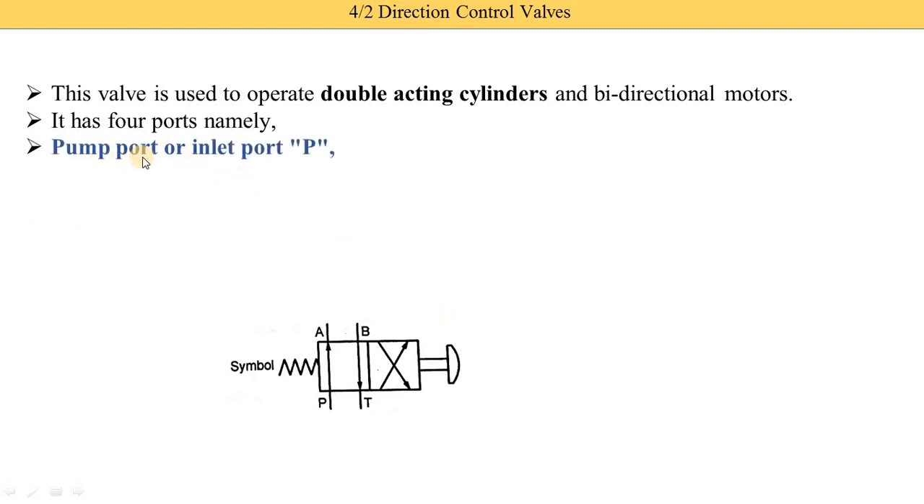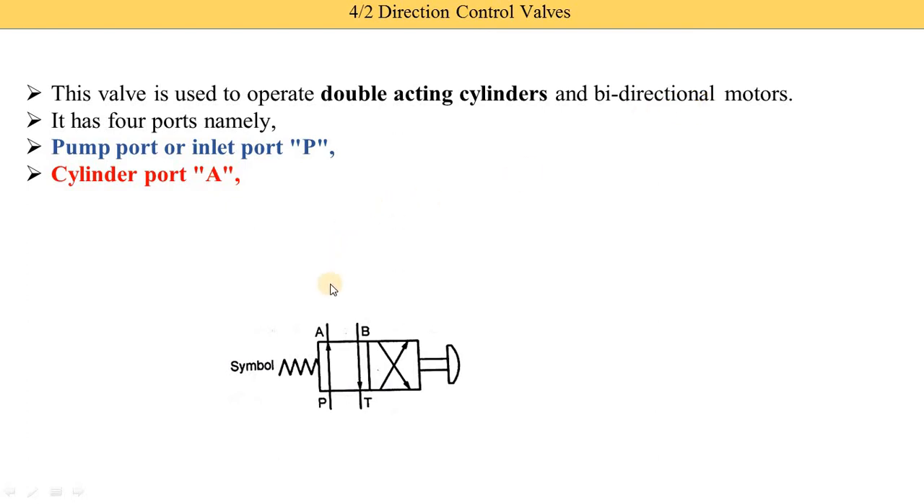The first is the pump port or inlet port P. Here you see this P is mentioned, that means it is the P port. P means the pump port or inlet port. Second is the cylinder port A, which means from this A port the fluid is supplied to the cylinder, and if a motor is used, then it is supplied to the motor.